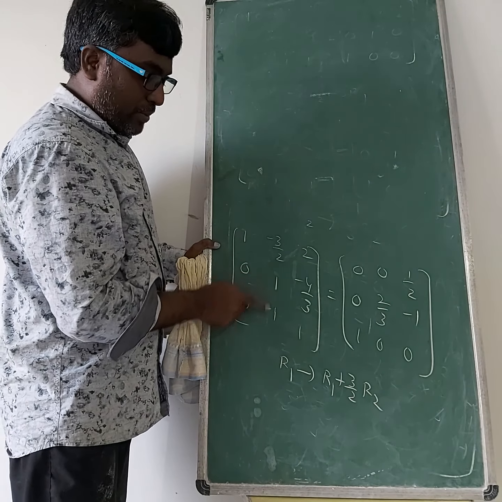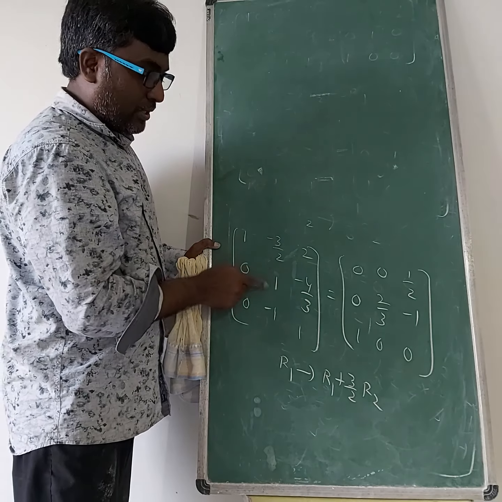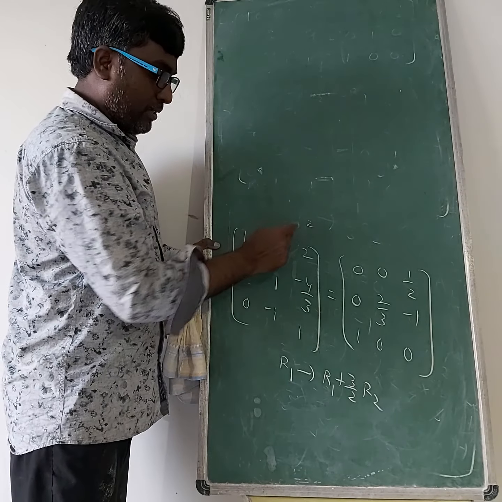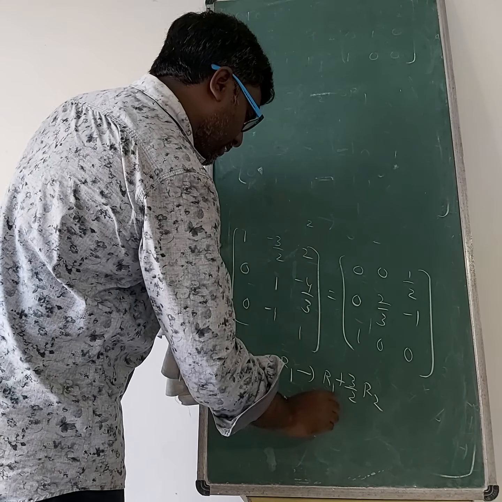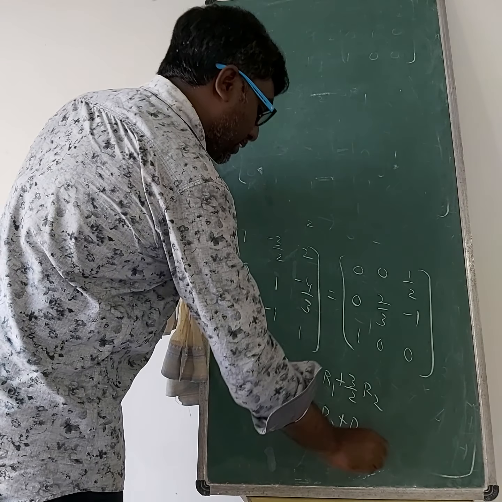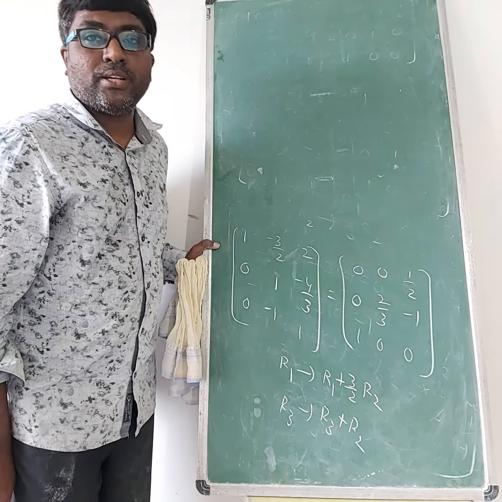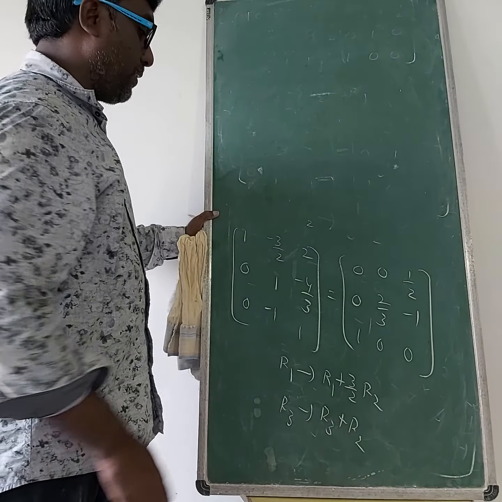Similarly, here I want to make this element also 0. Using this one, make this element 0. Now R3, I am changing R3 plus R2. R3 plus R2. Now we will apply.